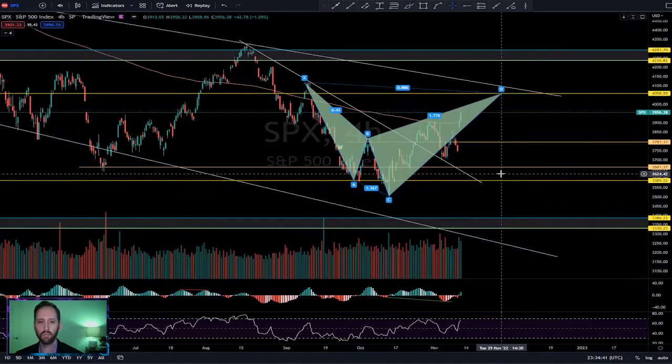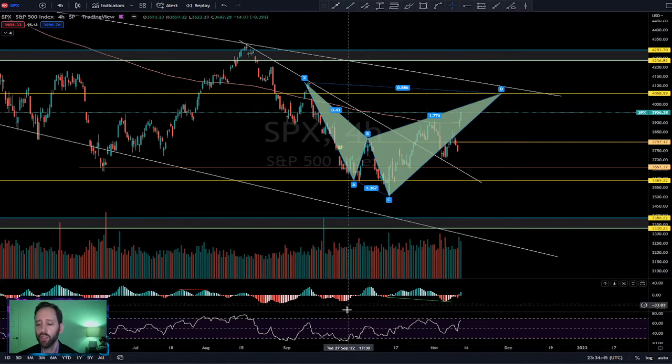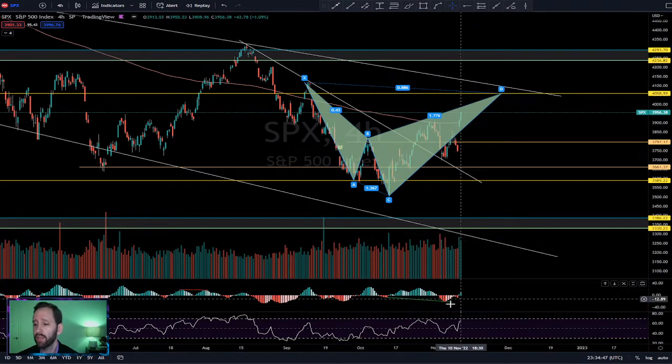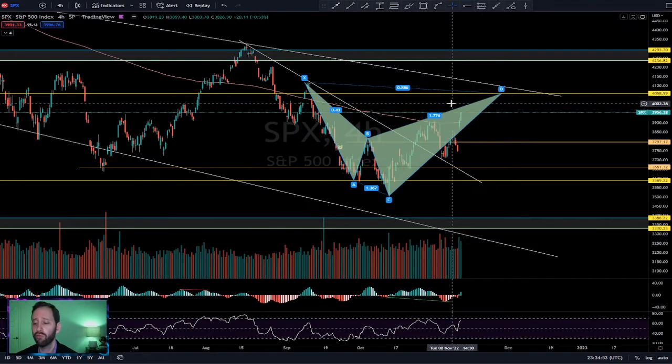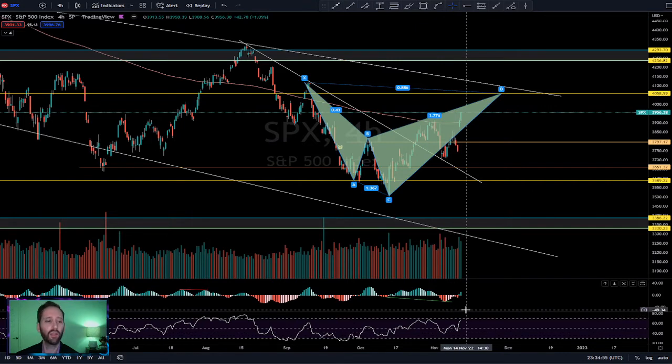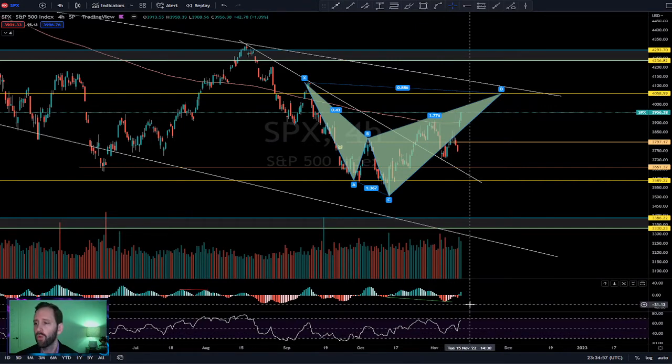Impressive. On the 4-hour for the S&P, I pointed out the other day some hidden bullish divergence that was maturing on your MACD, and we finally saw some resolution to that. We are back above the 200 simple moving average on the 4-hour as well. RSI in the bullish control zone. This is what you want to see.